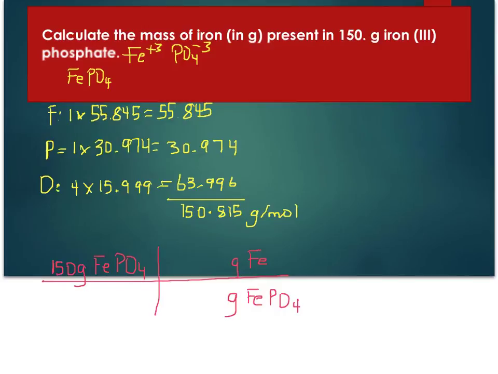So in 150.815 grams of iron(III) phosphate, we have 55.845 grams of iron. Now remember, this cancels with this, so all we are left with is grams of iron. Alright, so we go ahead and we calculate now, and we will get 55.5 grams of iron. Okay, so that takes us to the end of percent composition.